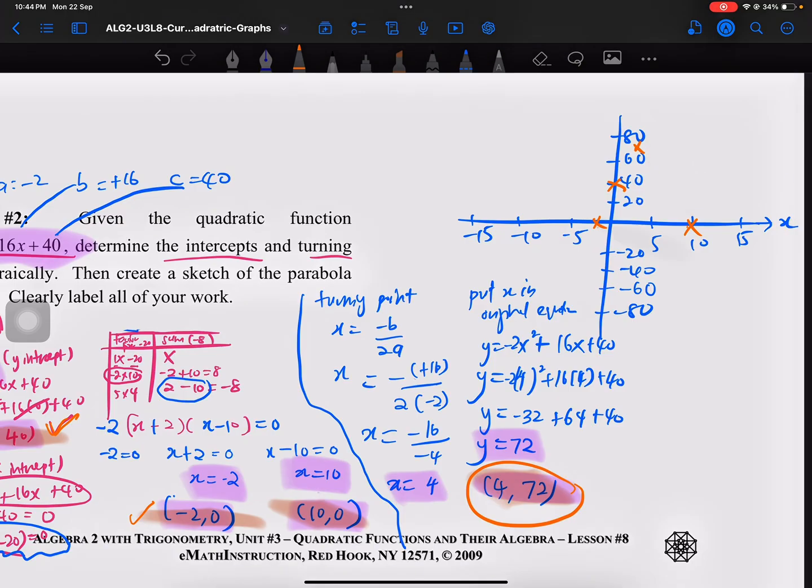Okay, need to know that this is the turning point. Where is the highest point? Turning point is the highest point. So, go down, go down. It will go infinity downward. So, label all your points, your intersections, label all the coordinates. So this is negative 2, 0. This is 0, 40. This is the turning point 4, 72. This is 10, 0. Remember to label your y and x.